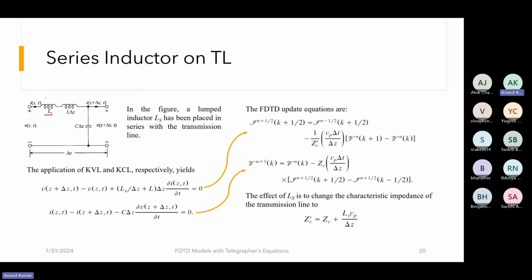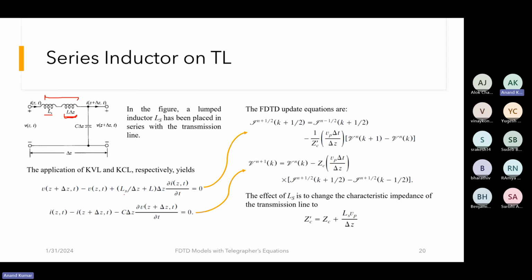In this particular case it is very simple, because we just take the equivalent value for the lumped inductor and the distributed inductor. Since the distributed inductor in this particular unit cell, if you multiply it with delta z, becomes its lumped equivalent, we just have to take its equivalent value of this inductor, that is this summation, and apply KVL and KCL.